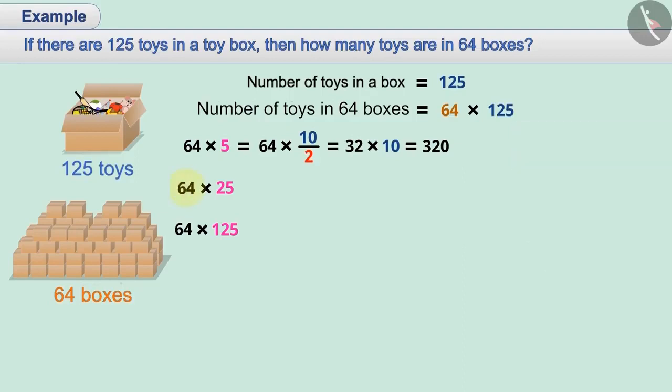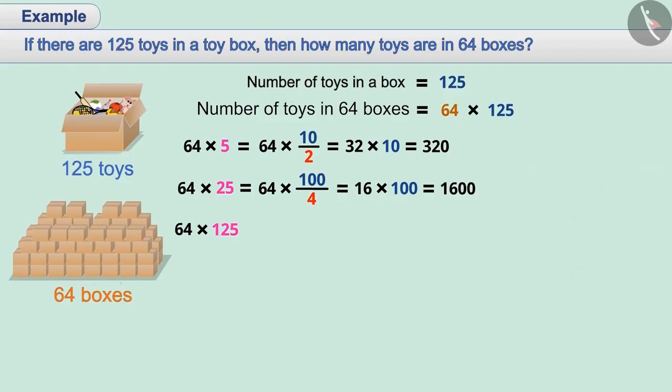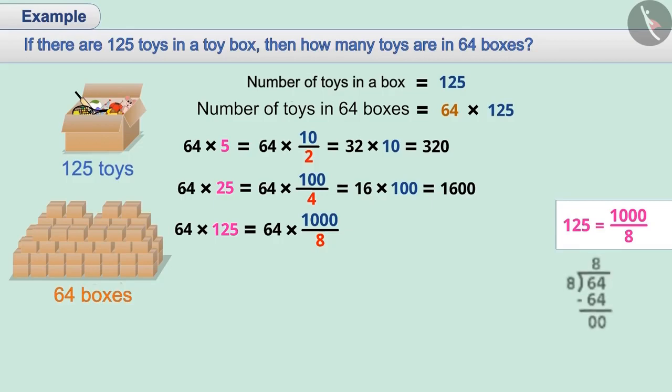Similarly, in order to solve 64 multiplied by 25, we can replace 25 by 100 by 4 and solve it very easily. By solving this, we get 1600. Now, in the given example, how will you multiply 64 by 125? 125 is equal to 1000 by 8. Therefore, we will replace 125 by 1000 by 8. Then, we will divide 64 by 8. We get 8, which is further multiplied by 1000 to get 8000.